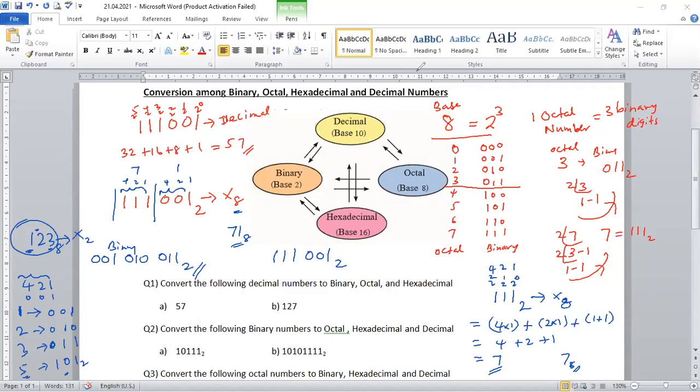Now you have to convert it to hexadecimal. They are asking to convert this one to hexadecimal. Hexadecimal is base 16. So as we know, 16 is what? 2 to the power 4. So 4 digits. 1 2 3 4.